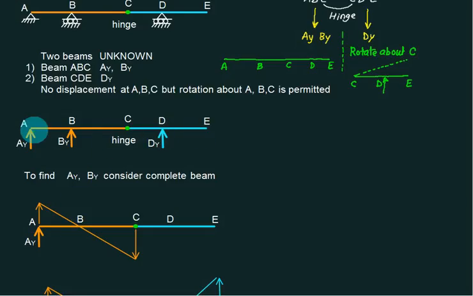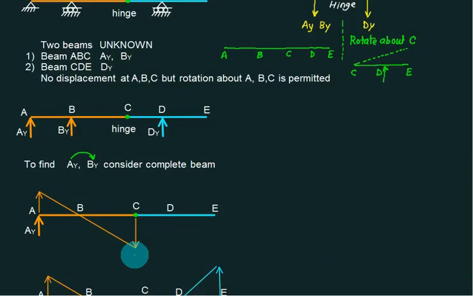So if you show AY, then rotation is permitted about B. For this one, how many unknowns? One is AY, one is BY. Forget about this part, temporarily. If you want to find out AY, show deflection at point A. That is the reaction at AY. And rotate about B. Since the support B is at the center, half the portion will come upward, half the portion will come downward. Now once you finish this activity, then from this point C, you have to start.